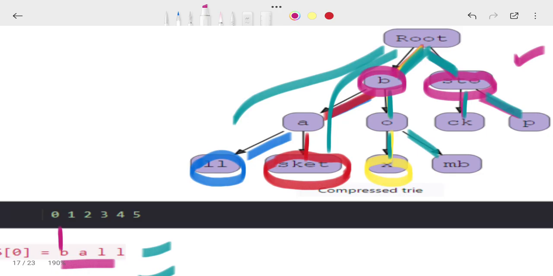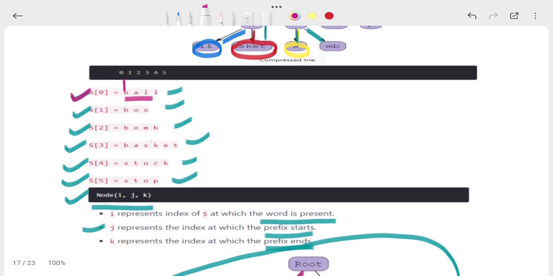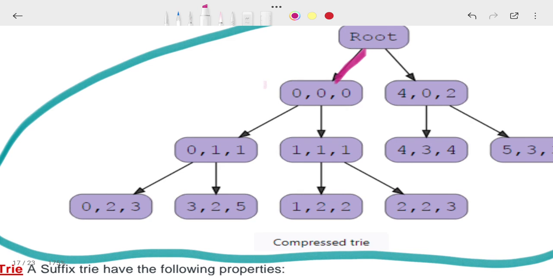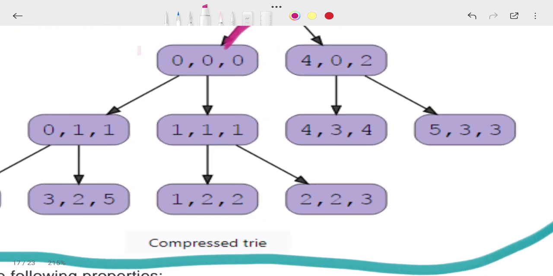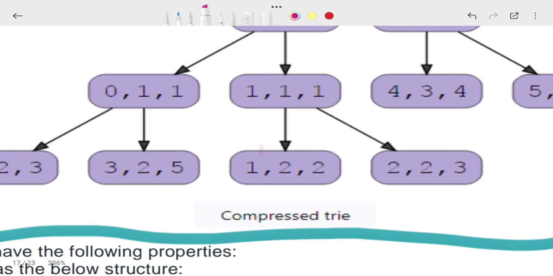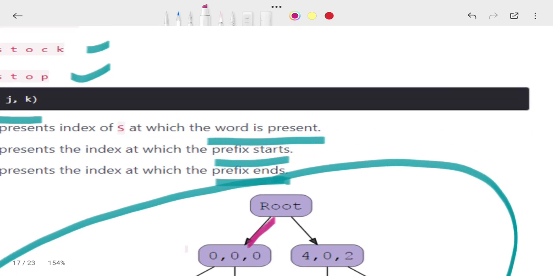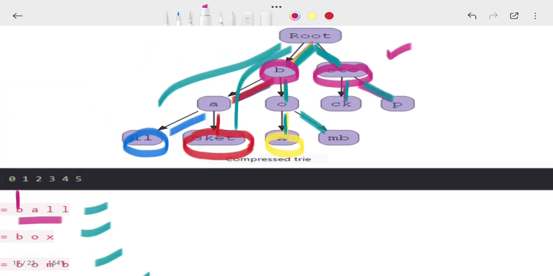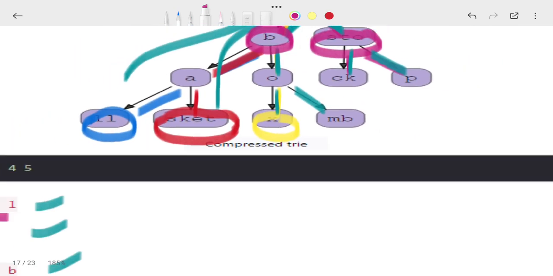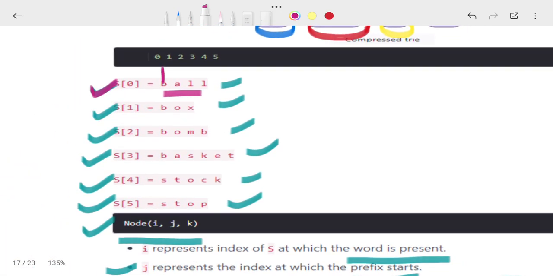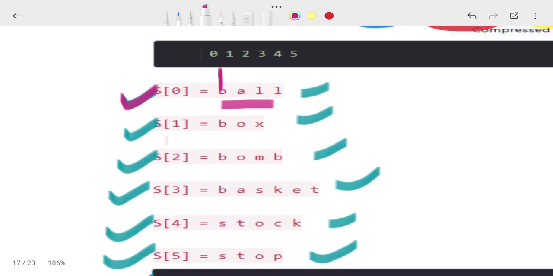If you are not able to understand up to this, I am using another example. This is a very good example. Suppose I use 1 2 2. Easily you can understand. What is this 1 2 2? This 1 2 2 is equal to box. So where is box? Box is here.